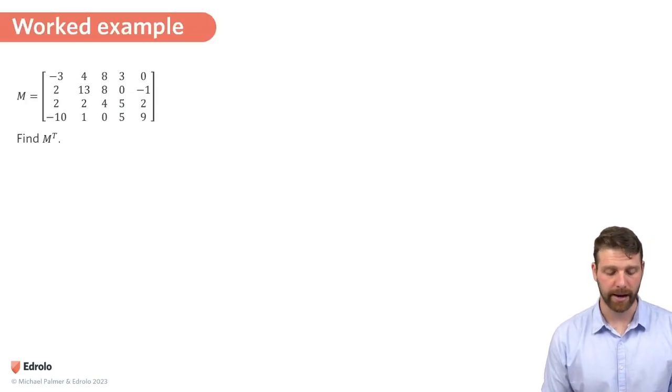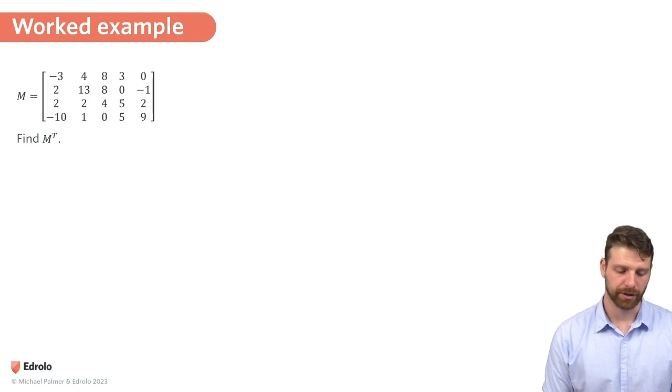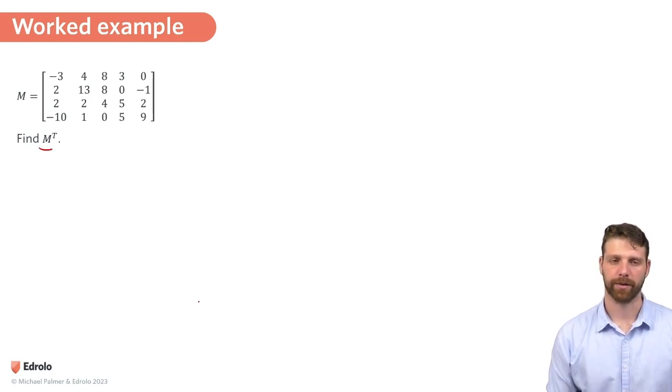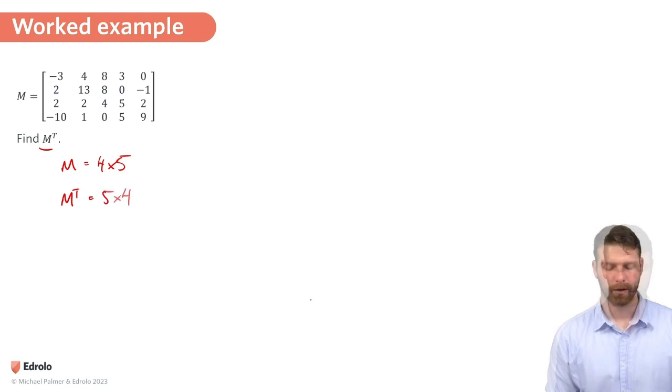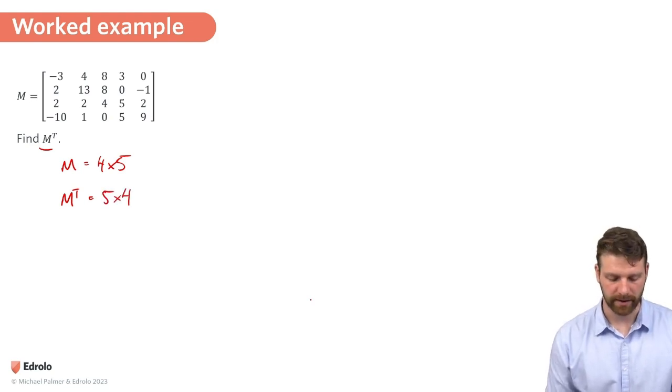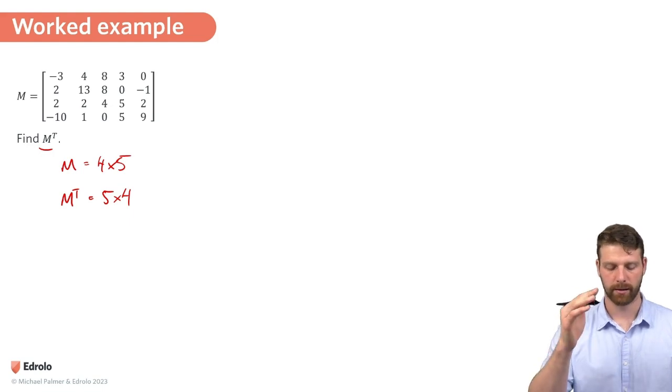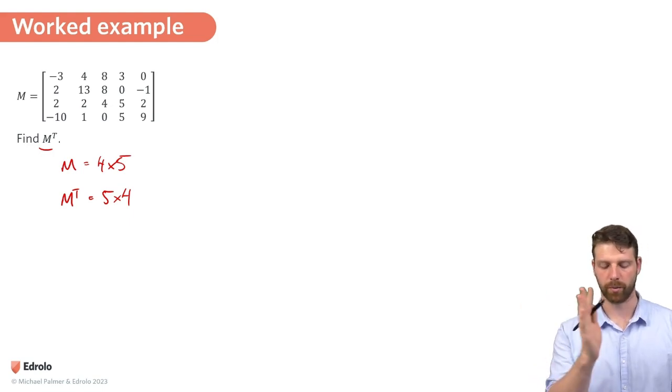Okay, here's a worked example. I'm going to do this by hand. So I've got a matrix M, which looks like it's a 4 by 5, and I need to find M transpose. So if M's order is 4 by 5, then M transpose should be 5 by 4. Okay, so I'm going to try and draw a shell that's going to hold 5 rows and 4 columns. So I think it should be a little bit longer than it should be wide.